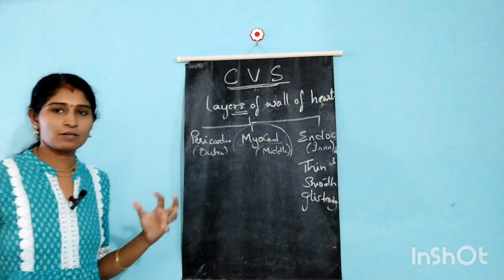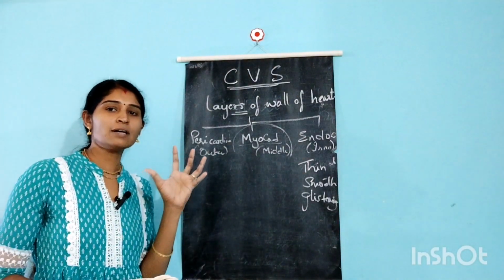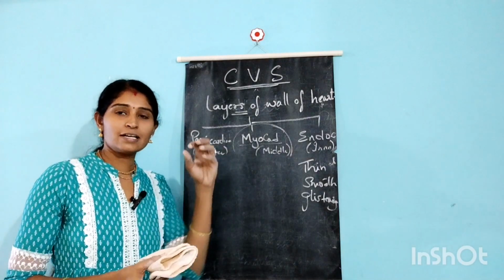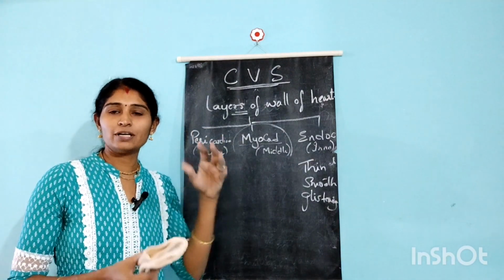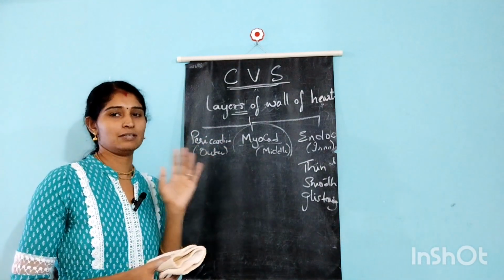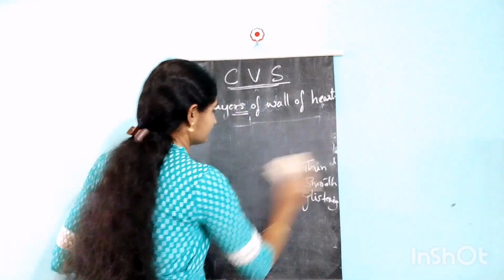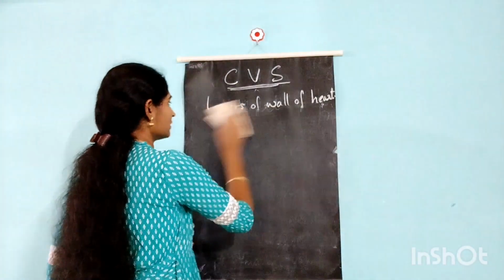Outer fibrous layer, what does it do? It prevents the over expansion of the heart. Then the serous layer is going to secrete some kind of fluid, so as to prevent friction. That's it. I hope this is clear.